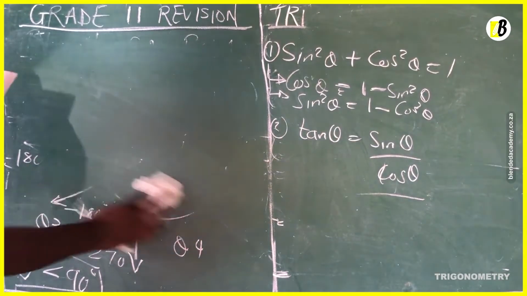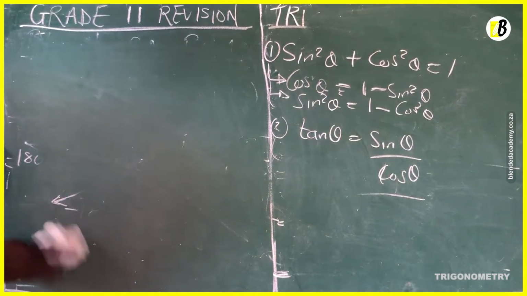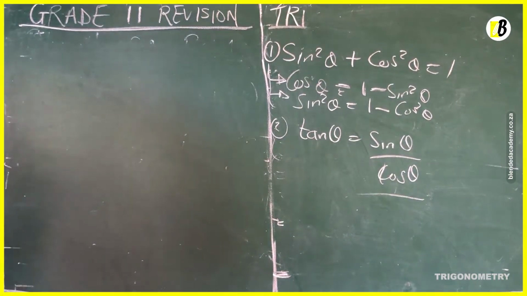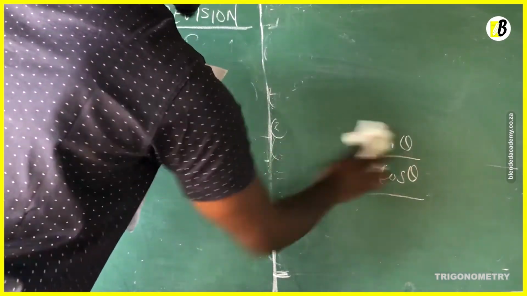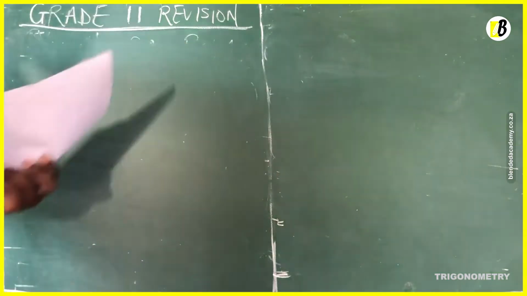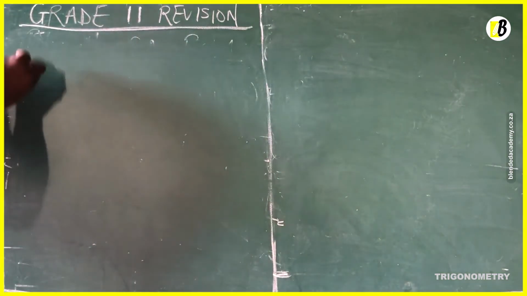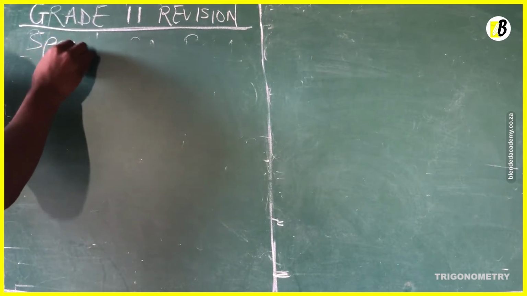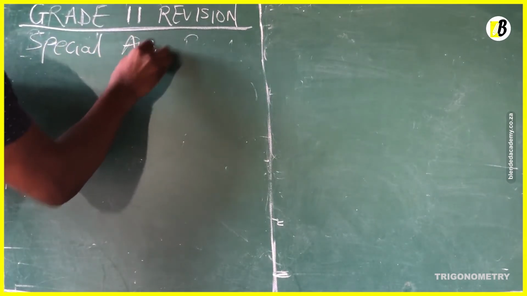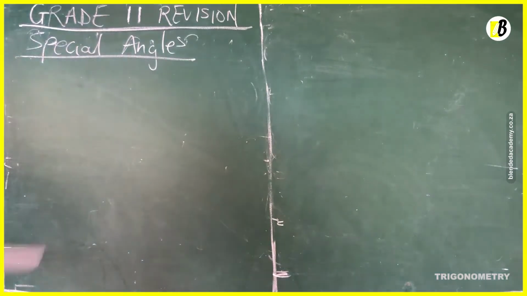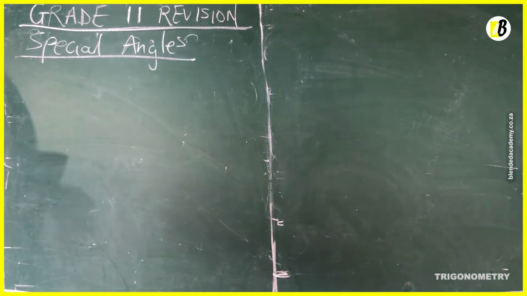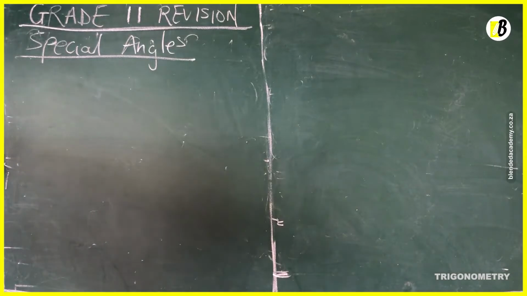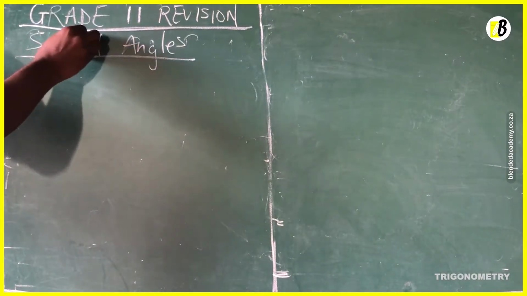Let's move right along to the last part, which is special angles. I hope you've copied these expressions on this side, because I need space for us to work on special angles. By special angles, we mean angles such as 30 degrees, 45 degrees, 60 degrees. Those are our special angles. You need to always know and remember that.